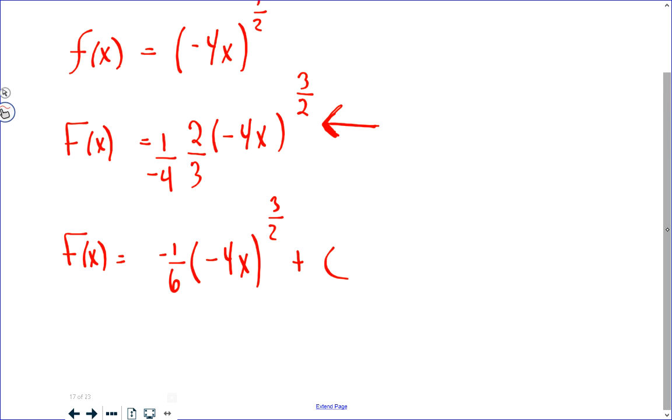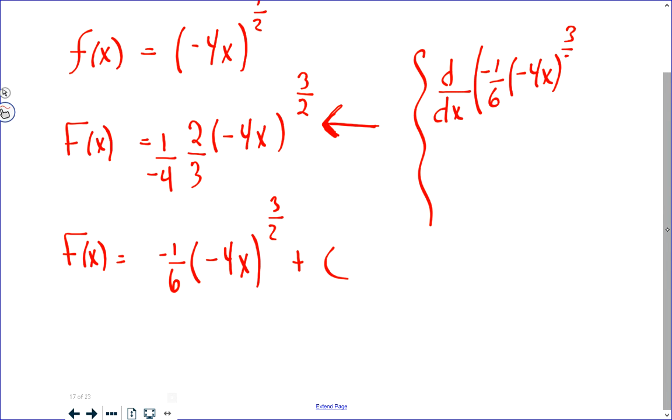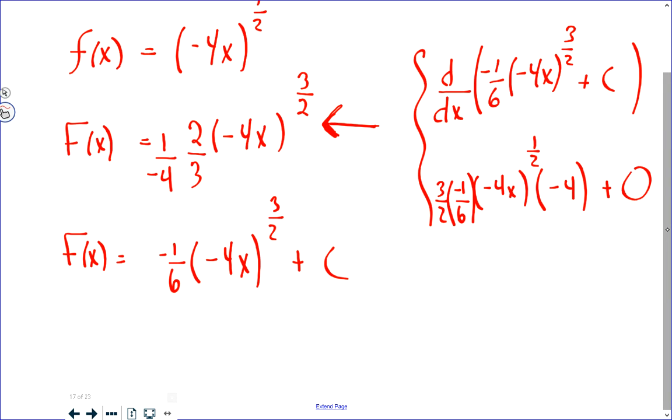So let's check this out. If I differentiate with respect to x, my suspected antiderivative, what am I going to get? Well, I wrap that 3/2 around the base of negative 4x, which stays the same. And I'm going to have 3/2 times negative 1 over 6. I drop 1 from the exponent. I multiply by the derivative of what's inside. And then, of course, the derivative of a constant is 0.